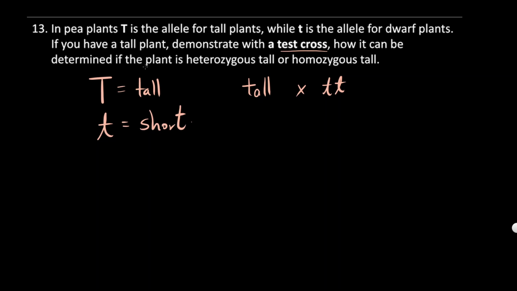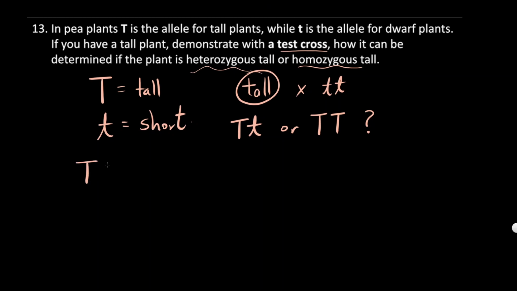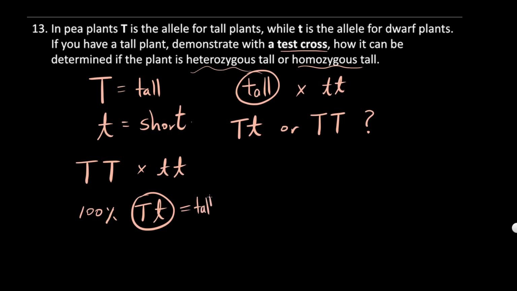How can it be determined if the plant is heterozygous or homozygous tall? Just because it's tall, we don't know if the genotype is heterozygous or homozygous dominant. That's why we do a test cross. If it was homozygous dominant crossed with homozygous recessive, then when you do the Punnett square, 100% of the next generation, the F1 generation, will be tall because their genotype will be heterozygous. 100% will be tall.